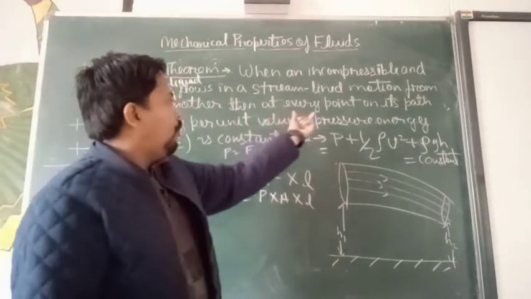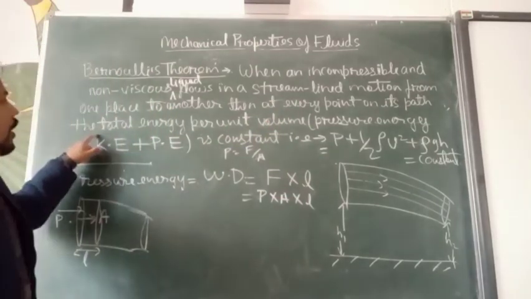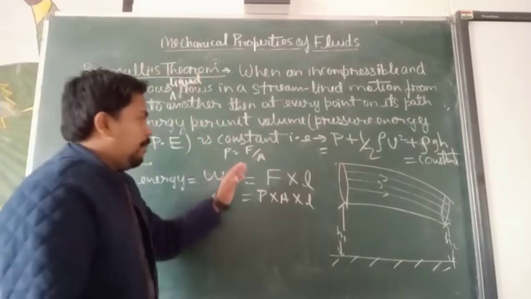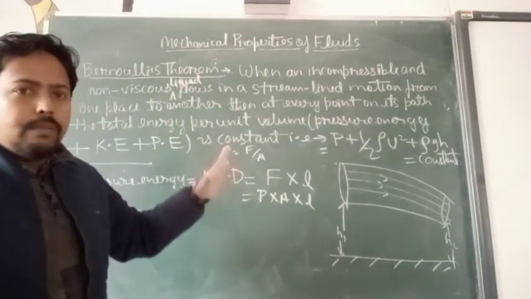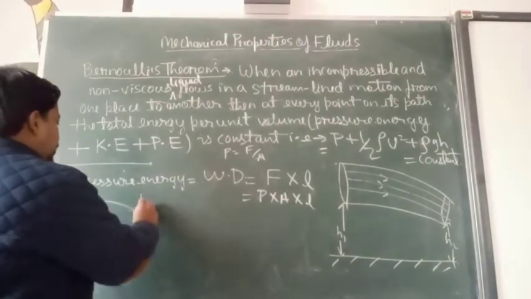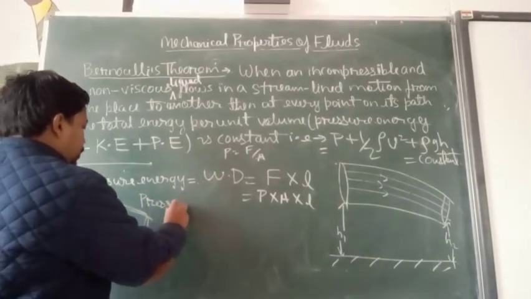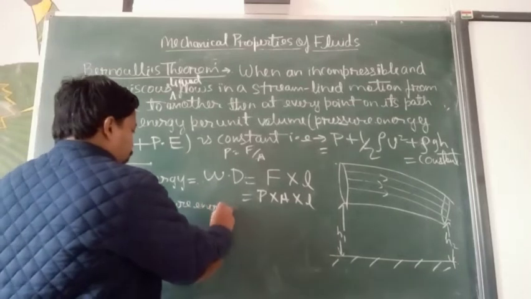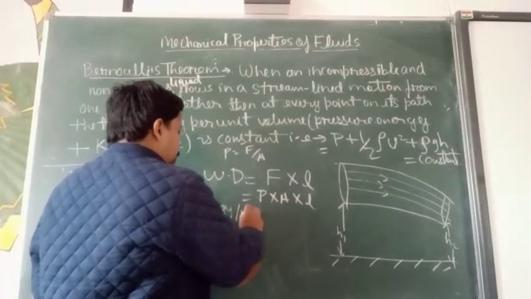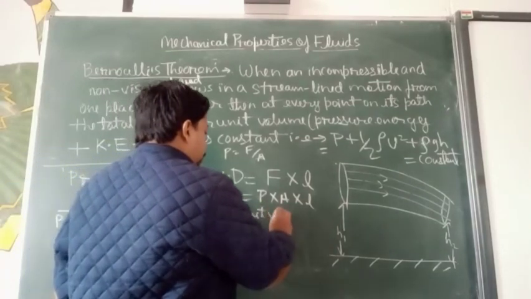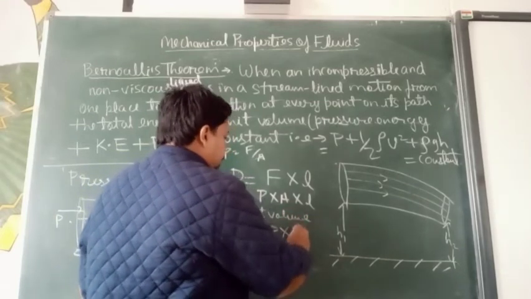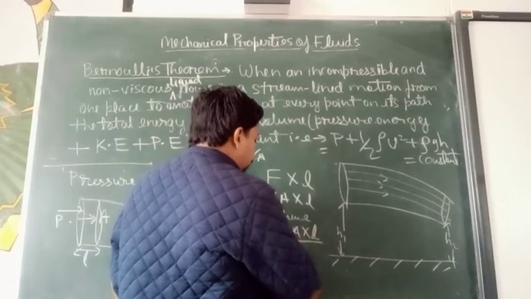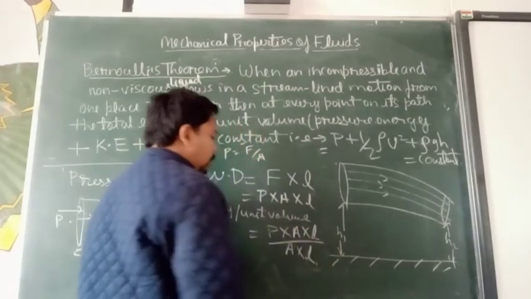But here what we have to find is the total energy per unit volume. That means for this pressure energy we have to divide it by volume to get pressure energy per unit volume. That will be equal to P into A, that is our pressure energy, divided by volume, that will be equal to A into L. We know.